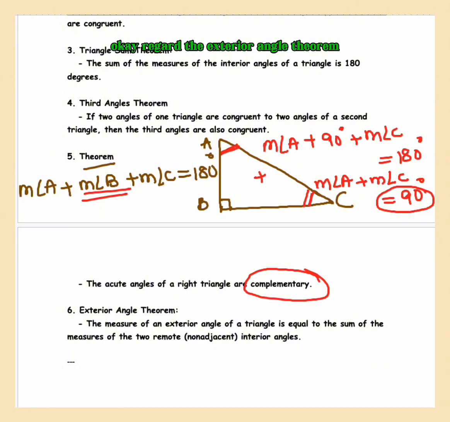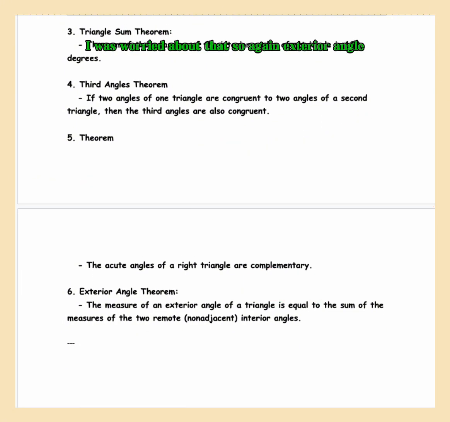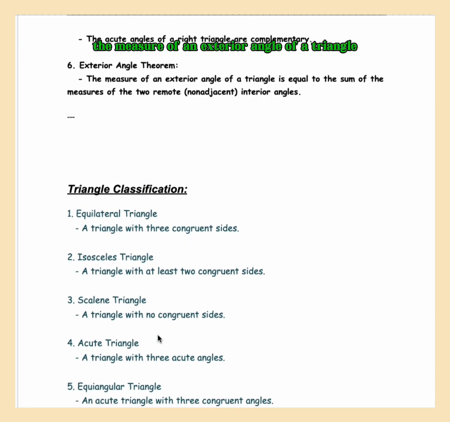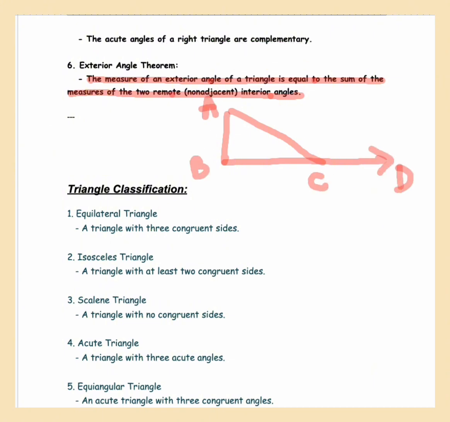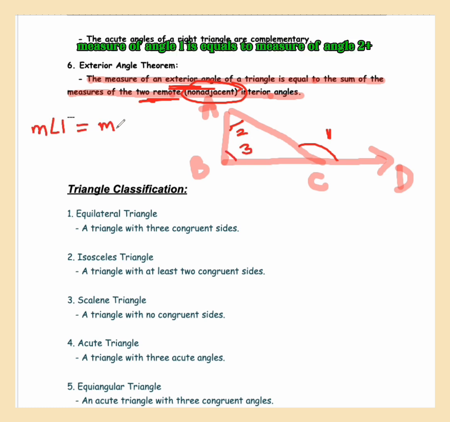Okay, we got the exterior angle theorem. The measure of an exterior angle of a triangle is equal to the sum of the measures of the two remote non-adjacent interior angles. We just did that. So take triangle ABC, and let's extend this line. Then I can say that the measure of the exterior angle, let's call it angle 1, is equal to the sum of the measures of the two remote non-adjacent interior angles. So the measure of angle 1 is equal to the measure of angle 2 plus the measure of angle 3.